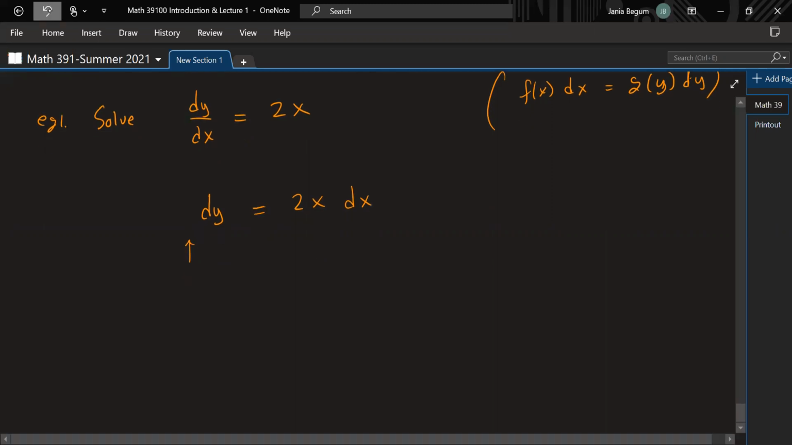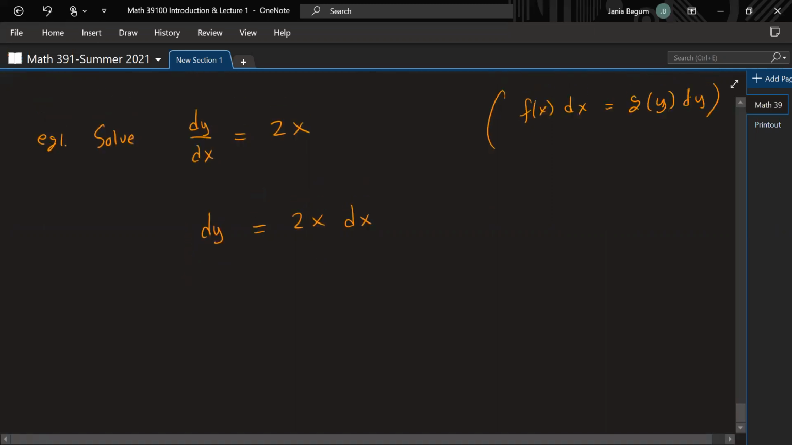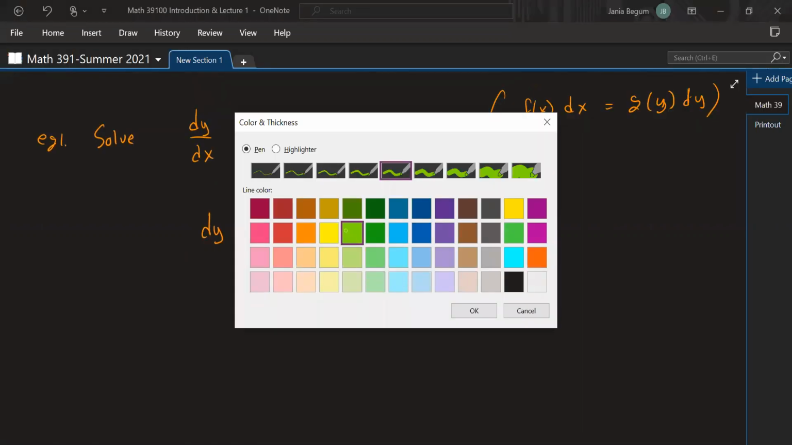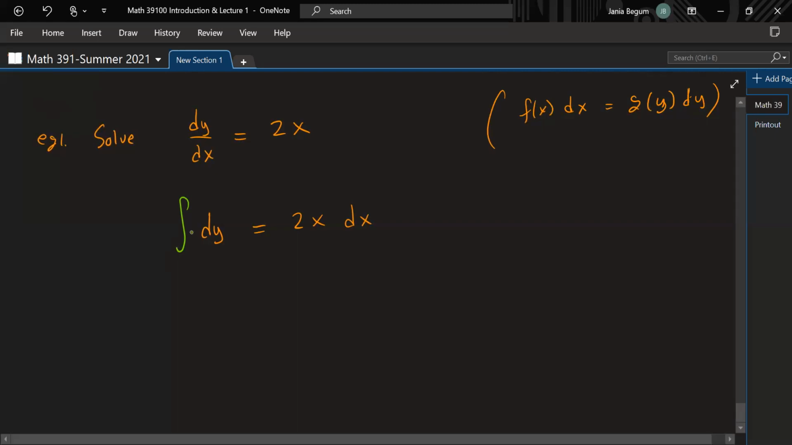Now that I have separated the variables, I can go ahead and integrate both sides. On the left side, you're just integrating 1 with respect to dy. On the right-hand side, you're integrating 2x with respect to dx. What's the integral of 1 with respect to y? y. And the integral of 2x with respect to x? x squared.